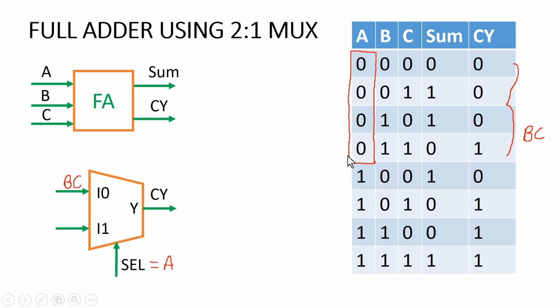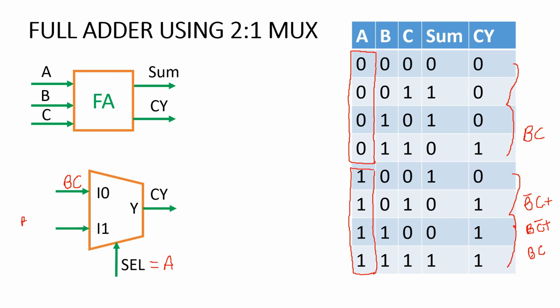Now let us see, when this A is 1, what is the value of this carry? It is B bar C plus B C bar plus B C. And we also know that when the select line or A is 1, I1 is going to pass to the carry. So I need to tie this I1 with this expression. So let me tie B bar C plus B C bar plus B into C.